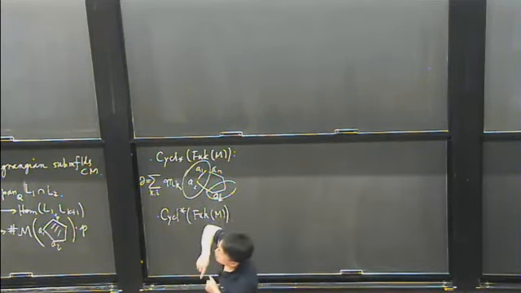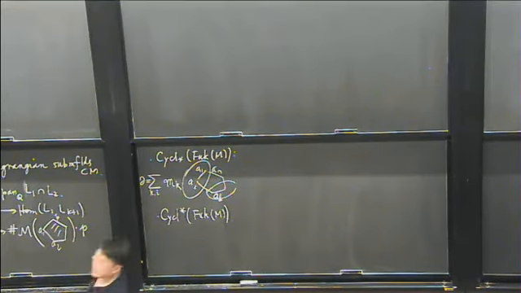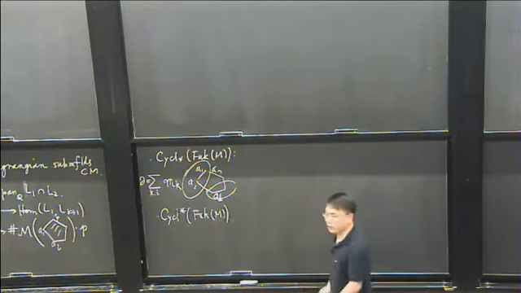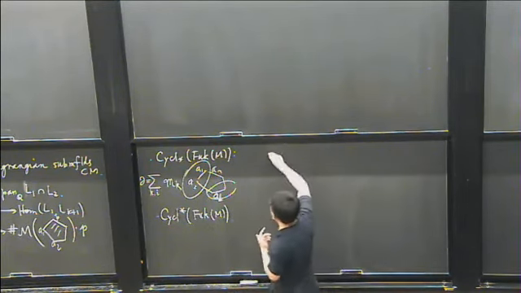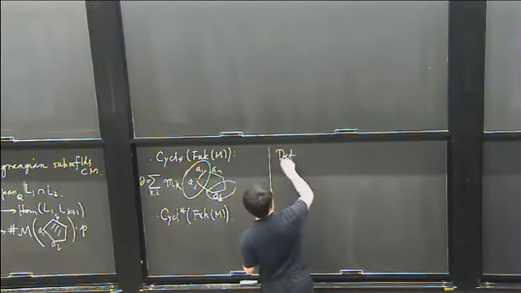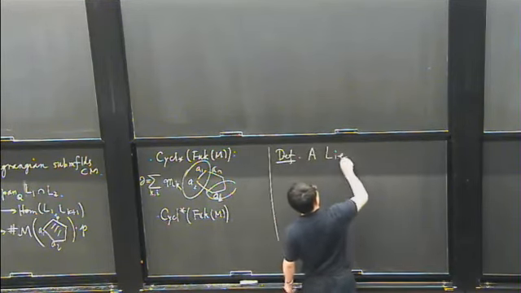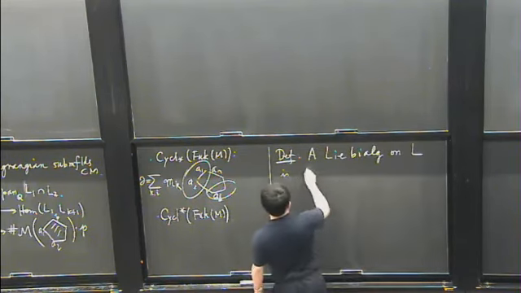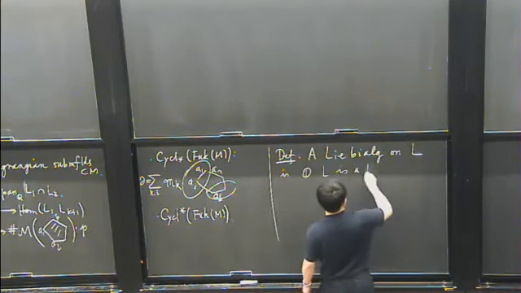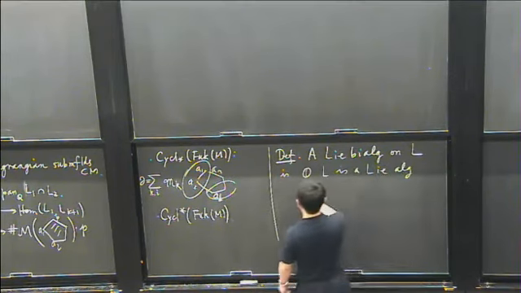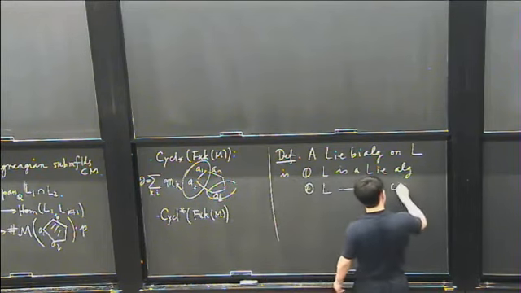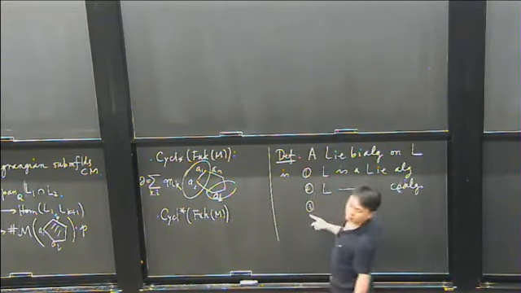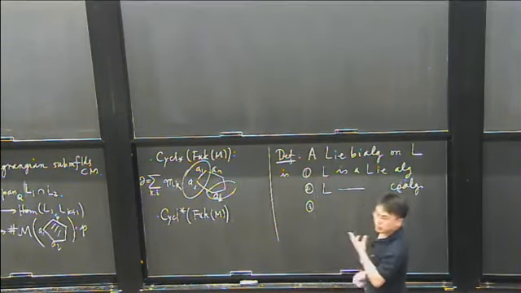What is the Lie algebra on the cyclic Cochin complex? So now, what is the definition of a Lie bialgebra? On the vector space L, first, L is a Lie algebra. And second, L is a Lie coalgebra. The third is there are some compatible identities.